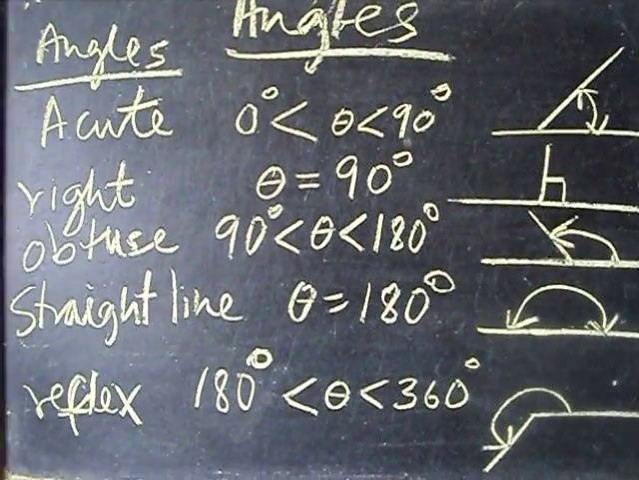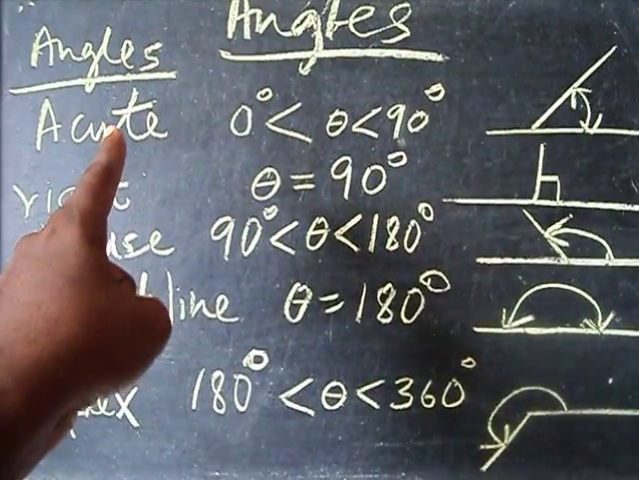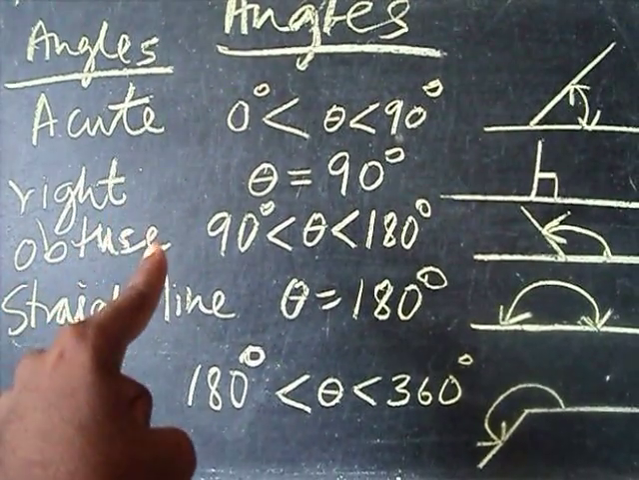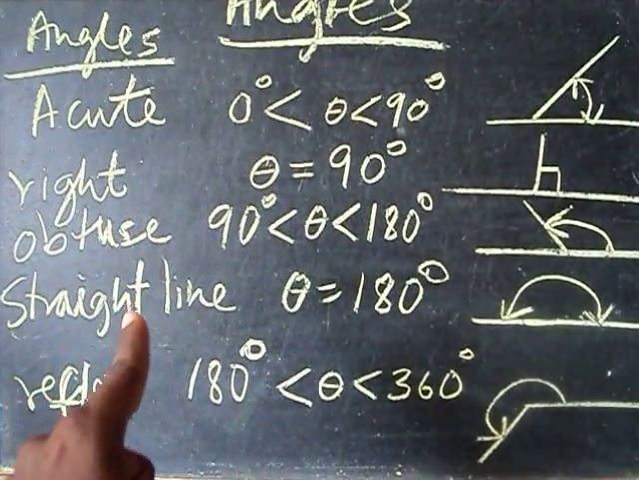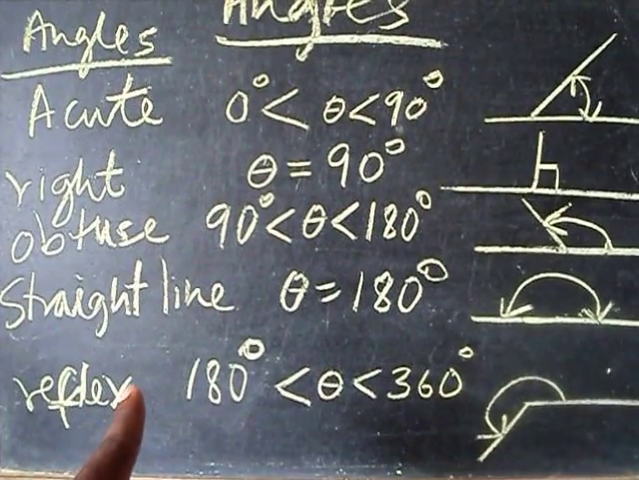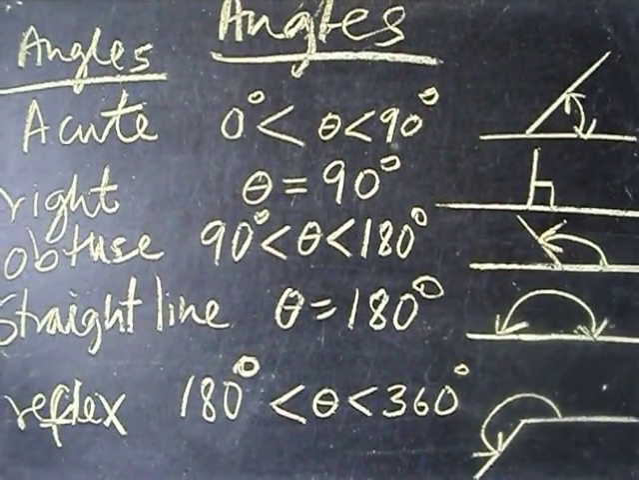Okay, and there are several types of angles. You have the acute angle, the right angle, the obtuse angle, the straight line angle, and the reflex angle. So let us go over each one.